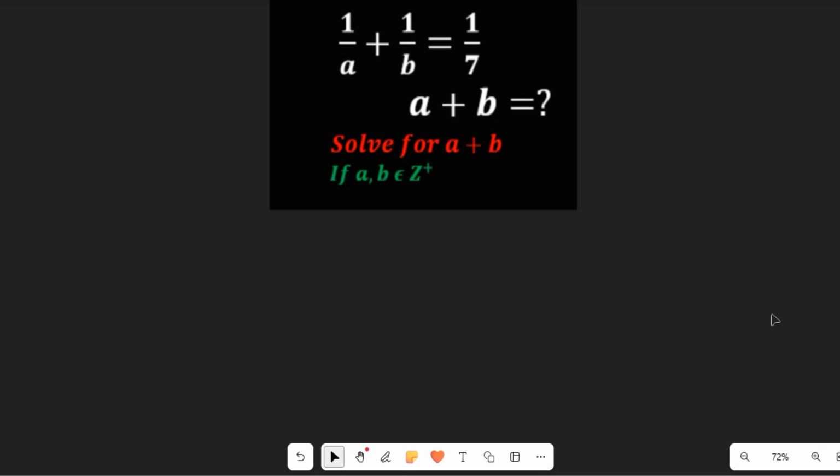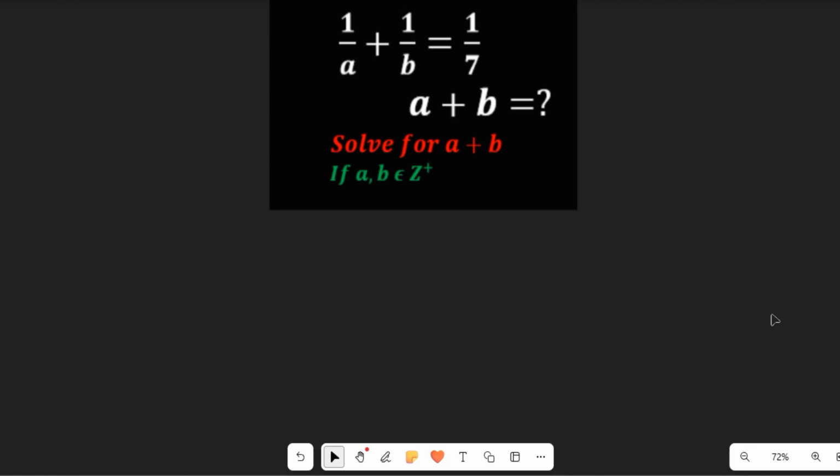Hello, can you solve for a plus b in 1 divided by a plus 1 divided by b equal to 1 divided by 7, while a and b are elements of positive real numbers? So how can we find the values of a and b when given an expression that has to do with fractional values?